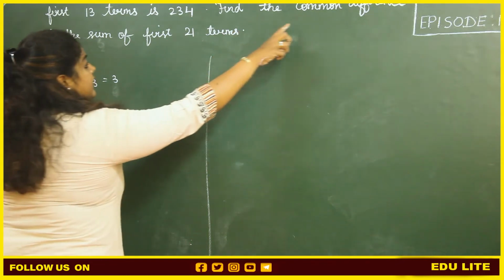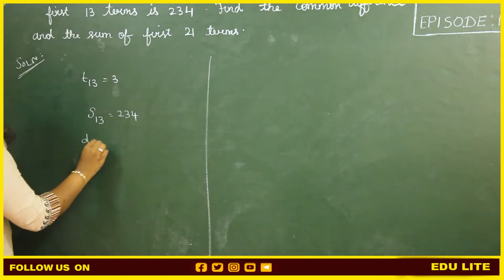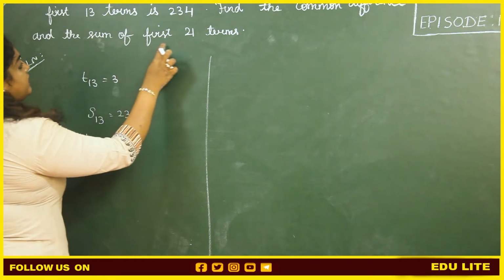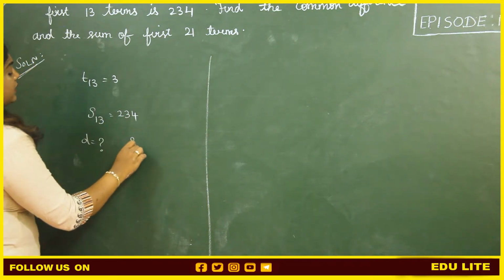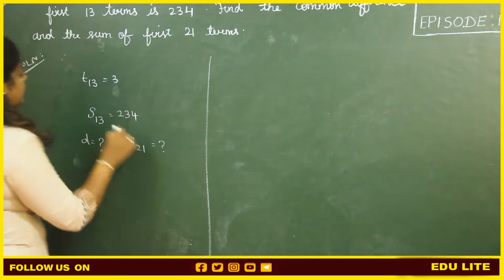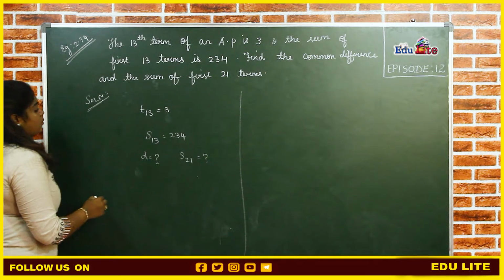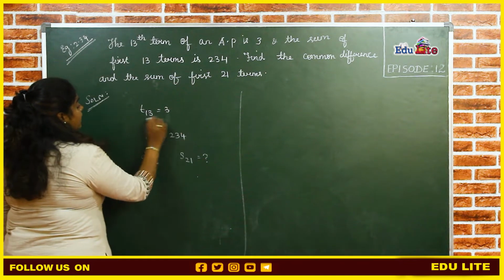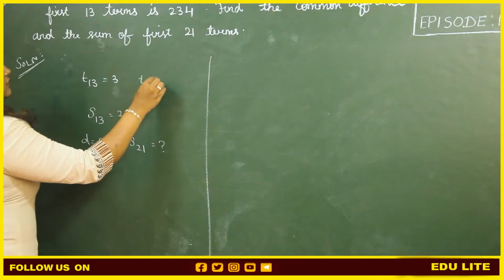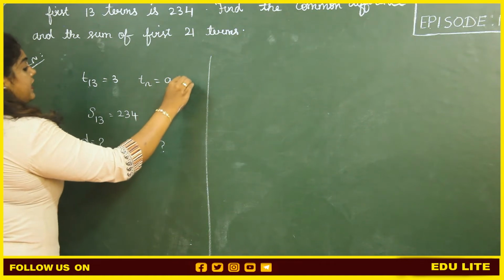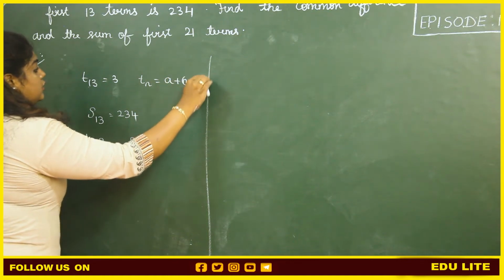We need to find the common difference, which we will represent as D, and we need to find the sum of first 21 terms, that is S21. With these two hints, we have to find out the values of D and S21. So for T13, we will use the formula Tn equals A plus (n minus 1) into D.